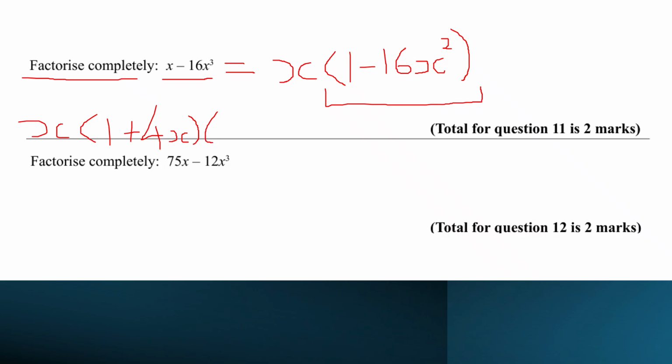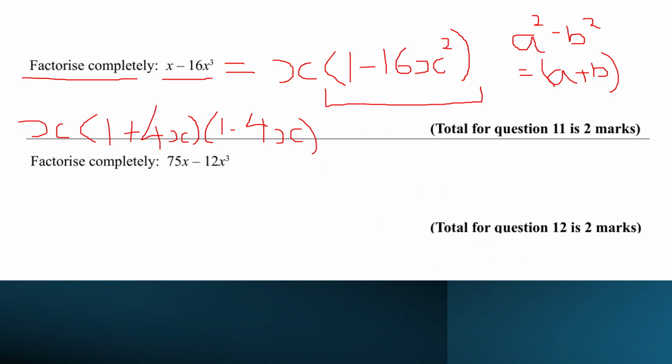So remember, the difference of two squares is a squared minus b squared, which is a plus b times a minus b, where you usually have a square number and a square term.